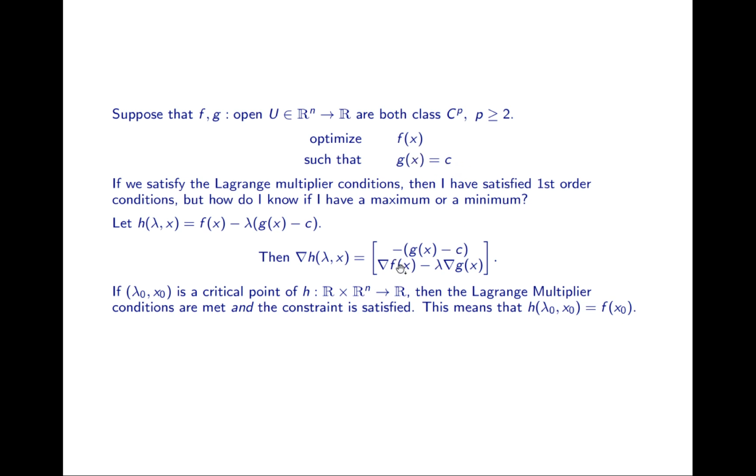And it also means that the gradient of f at x naught minus lambda naught times the gradient of g at x naught is 0, meaning that my Lagrange multiplier conditions are met. So if (lambda naught, x naught) is a critical point of h, then I've satisfied both the Lagrange multiplier conditions and my constraints. Of course, h evaluated at that point would just be f of x naught, because g of x minus c would be 0.